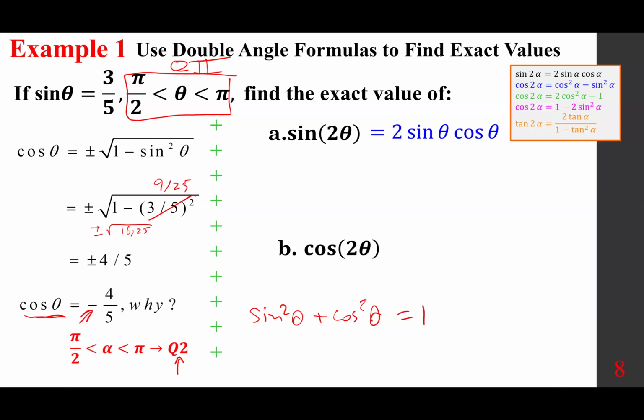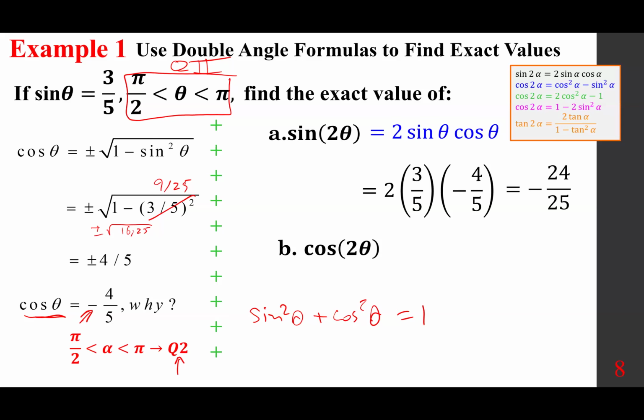All right. So plug in 2 sine theta cosine theta. 2 times 3 over 5 times minus 4 over 5 is negative 24 over 25. When it comes to double angles, you just follow the formula. You don't have to worry about the sign. The formula will give you the proper sign.